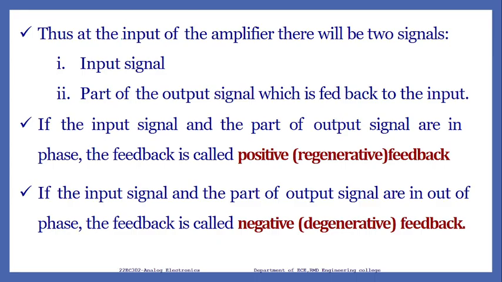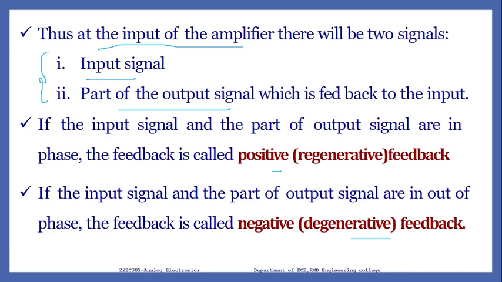So we'll be considering two inputs to the amplifier. One is the actual input, the other one is part of the output which is fed back. Depending upon the phase existing between the already existing input and this feedback signal, we can categorize the feedback into two types. One is positive feedback or regenerative feedback. The other one is negative feedback or degenerative feedback.